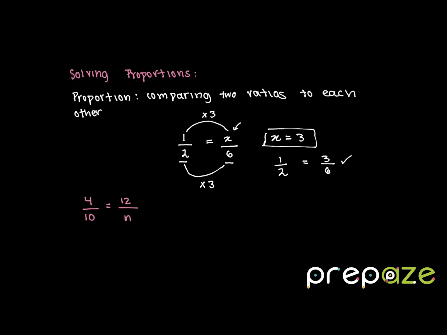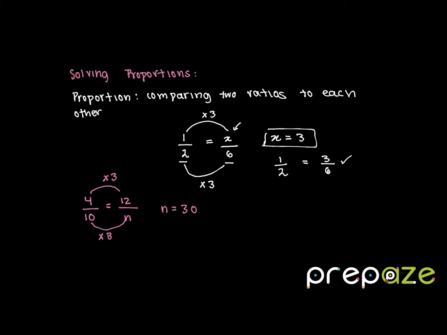I'm going to start off by finding the relationship between the numerators. To go from 4 to 12, we need to multiply by 3. So I'm going to perform that same operation to the denominator, and 10 times 3 is equal to 30. So I can say that n is equal to 30.